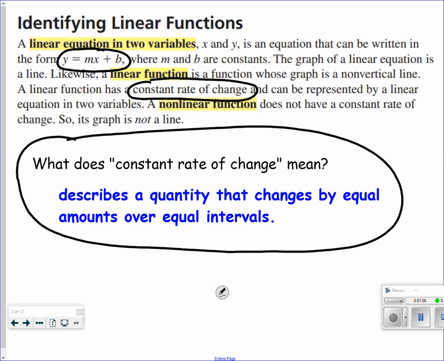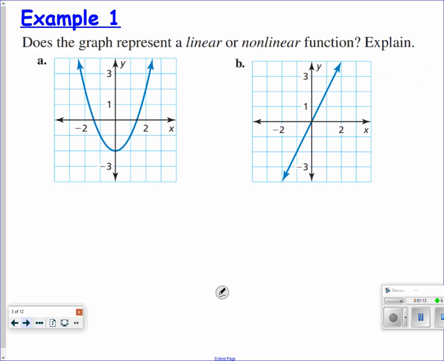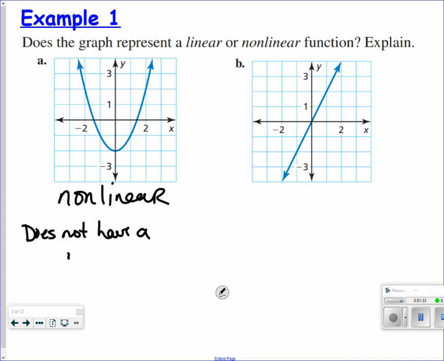A nonlinear function does not have a constant rate of change and cannot be put into y equals mx plus b form. So when I give you a picture and say, is it linear or nonlinear, explain. The first one is definitely nonlinear. But what explanation would you give? You can't just say, because it curves. You would say it does not have a constant rate of change. I'll let you abbreviate constant rate of change as CRC.